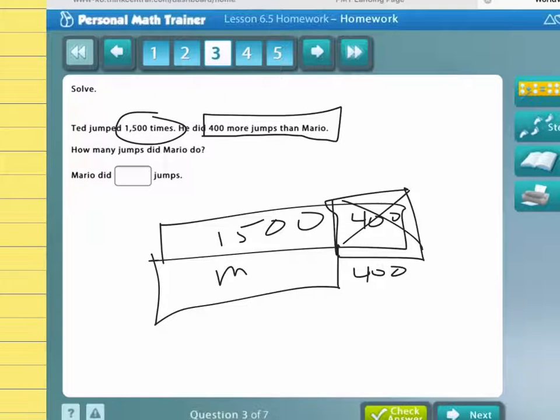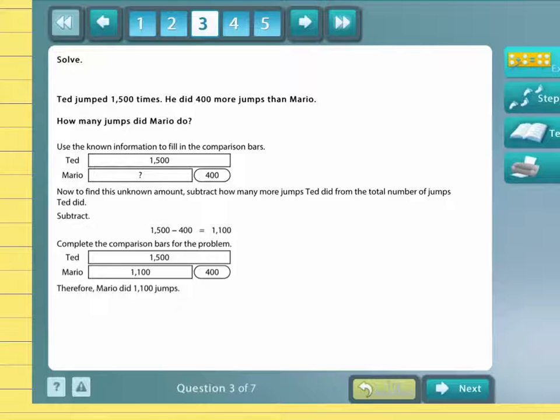Let's check out the answer. So it's showing us Ted is 1,500. We got the 400 there. We're comparing the 1,500 to the 400. We have a difference of 1,100, and that is an additive comparison again. The only other type of comparison is multiplicative, but this is not multiplying. This is adding or subtracting. So any addition or subtraction, we still call it additive comparisons. Just draw your model and figure out who's got more, find out the difference, and you'll get the answer.